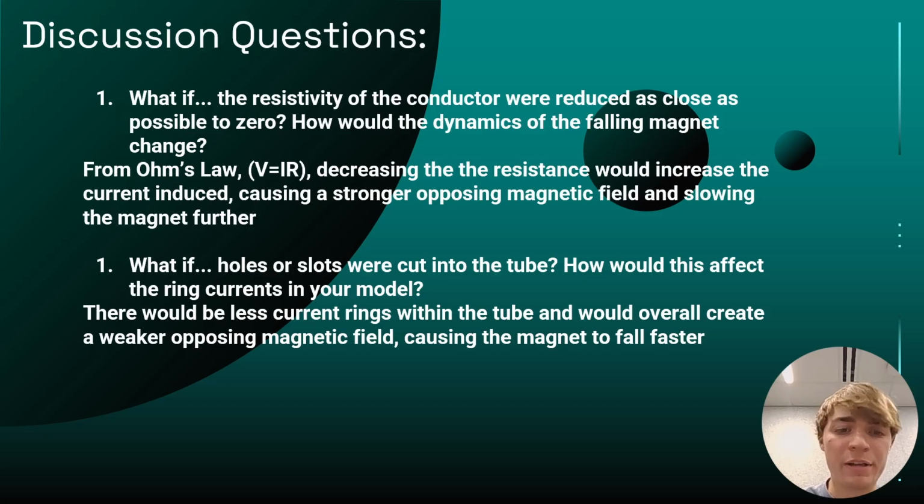Well, from Ohm's law, V equals IR. Decreasing the resistance would increase the current induced, causing a stronger opposing magnetic field and slowing the magnet even further.